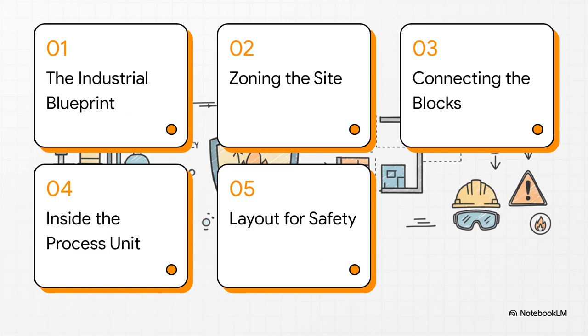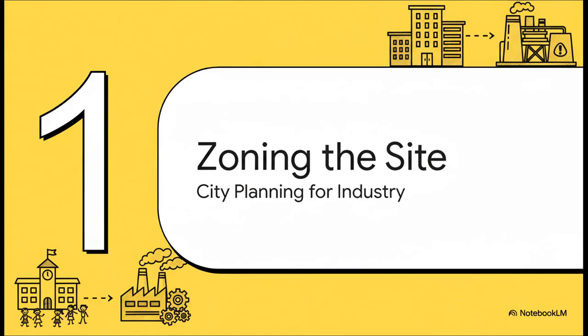So here's our game plan. We're going to start with the big picture, kind of like a 30,000-foot view, and zoom in. We'll start with how the entire site gets laid out. Then we'll look at the arteries connecting everything. We'll dive right into the heart of a process unit. And then, finally, we'll see how engineers design for the absolute worst-case scenario. Let's get into it.